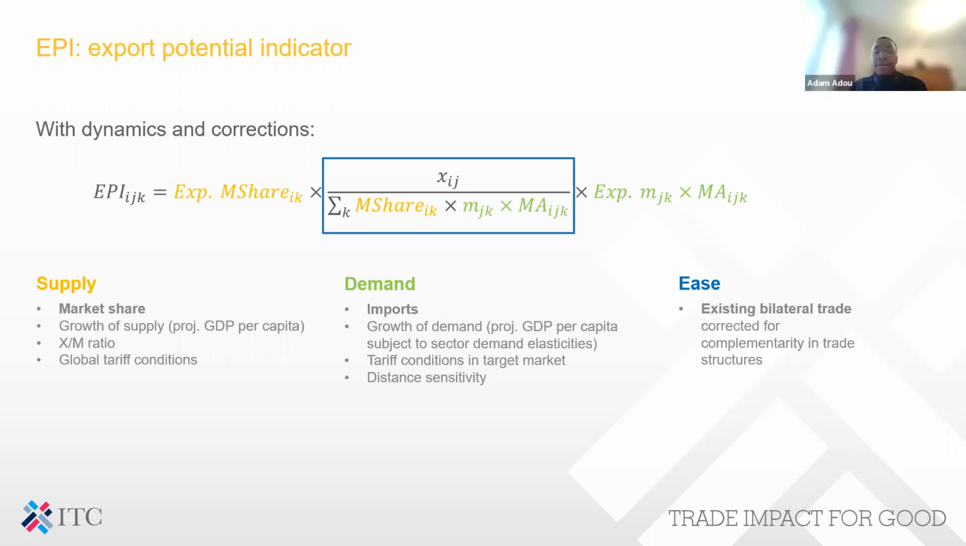This potential is computed based on three very important components. It takes into account the supply component, which includes market share, the growth of supply, and tariff conditions. It also takes into account the demand and the ease of doing trade. Those three parameters are key in building the export potential indicator, and they are taken into account to compute the EPI. So you have the formula in here.